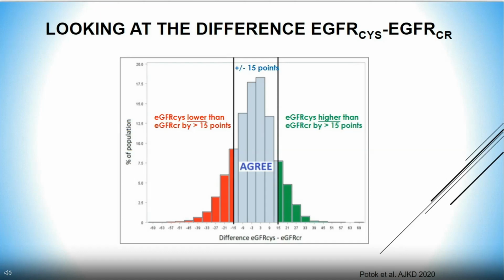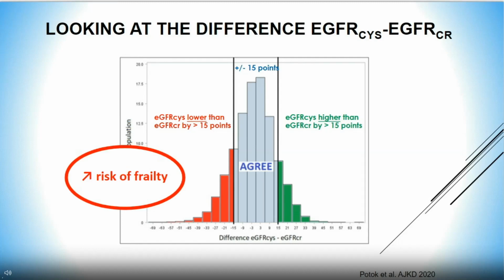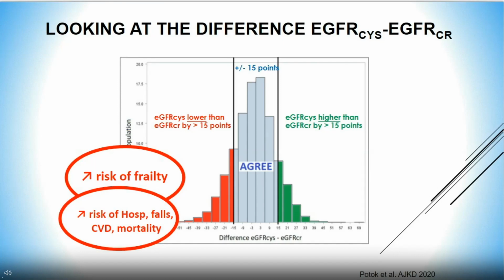The green zone are those where the GFR cystatin is higher than the GFR creatinine by 15 points or more. And the red zone are those in whom the GFR cystatin is lower than the GFR creatinine by 15 points or more. So we would expect people having a higher muscle mass and being healthier to be in the green zone, and those who are more frail and less healthy to be in the red zone. And we actually showed that those in the red zone are at higher risk for frailty, and at higher risk for hospitalizations, falls, cardiovascular disease, and mortality. So poor outcomes were associated with having a GFR cystatin lower than GFR creatinine by 15 points or more.